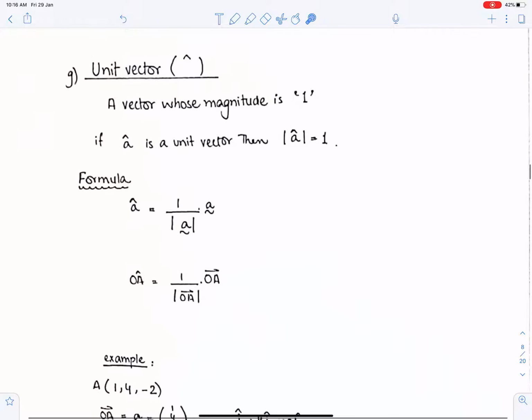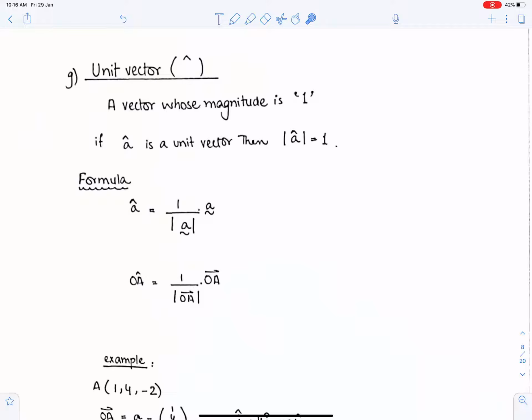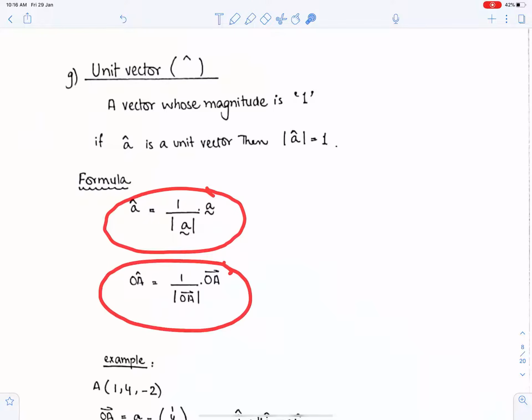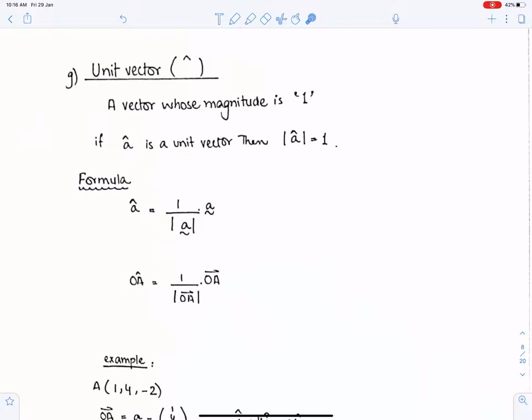Unit vectors. I told you unit vectors are represented by a cap, and a unit vector means a vector whose magnitude is 1. If a cap is a unit vector, then its magnitude must be 1. And this is the formula of the unit vector in small letters form, and this is in capital letters form. You can get the unit vector by dividing a vector by its magnitude.